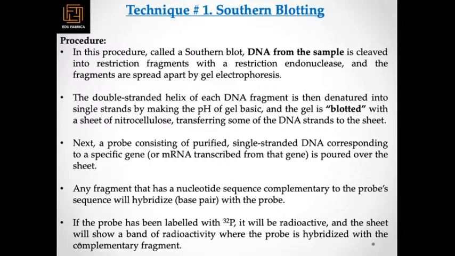Then some DNA strands are transferred to the sheet. Then a probe consisting of purified single stranded DNA corresponding to a specific gene is poured over the sheet. The nucleotide sequence complementary to the probe will hybridize with the probe. If the probe has been labeled with radioactive phosphorus 32, the sheet will show radioactivity on the complementary fragments hybridized to it.